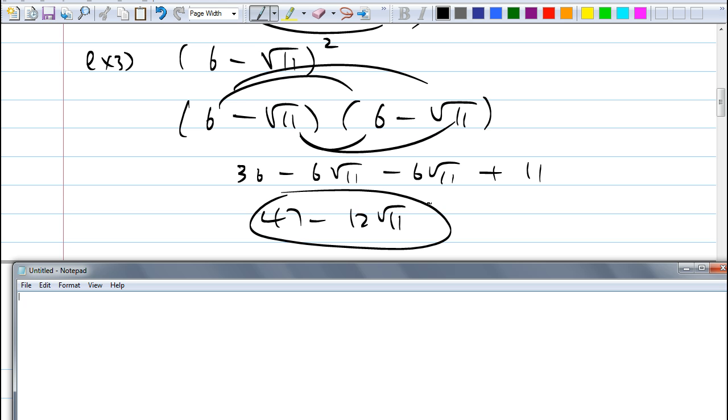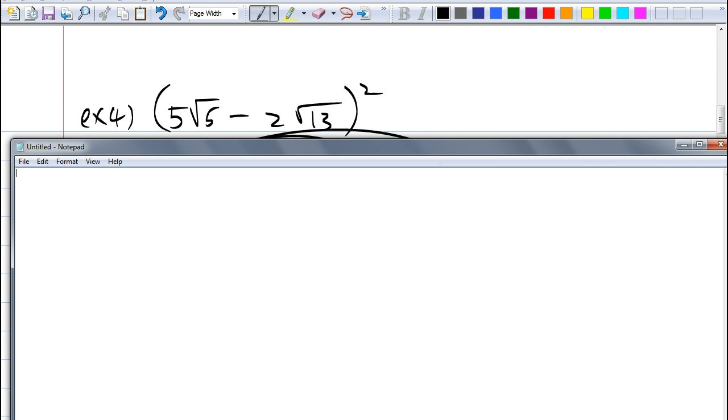Let me give you something more interesting here. Example 4: 5 rad 5 minus 2 rad 13, the whole quantity to the second power. Go ahead and, this time, both of the terms contain radicals. Does that change much? It should. Not much, okay? Go ahead and multiply this out, see what you get.